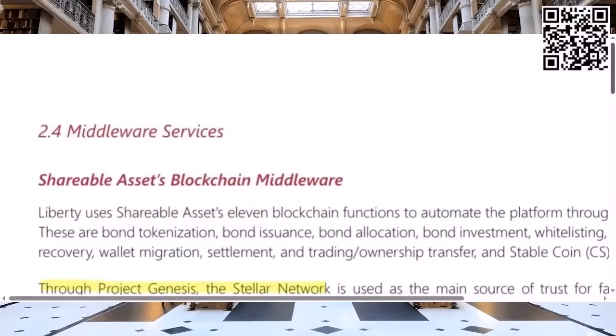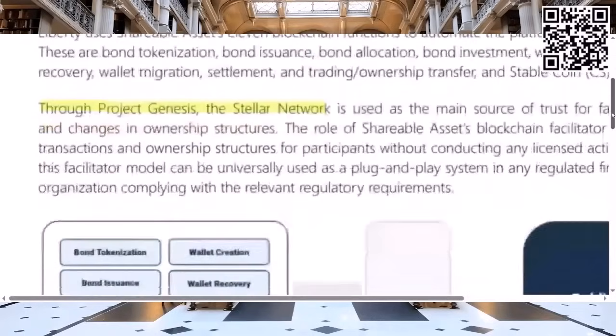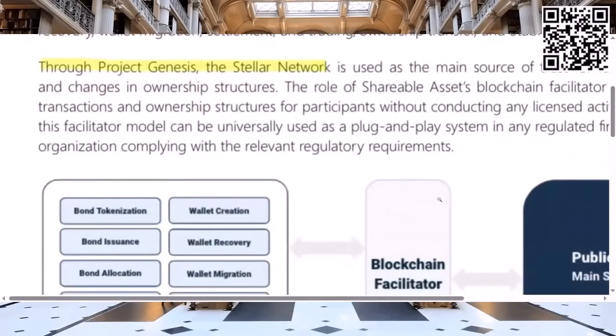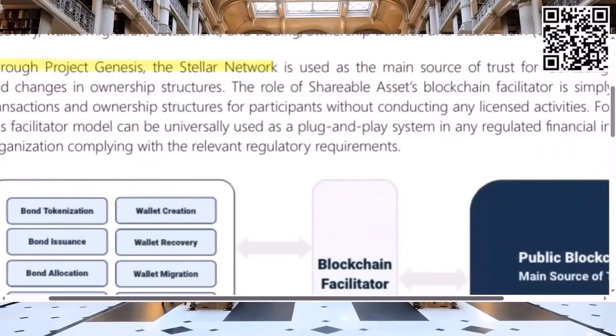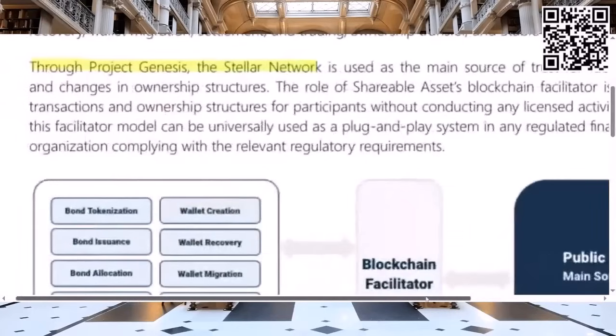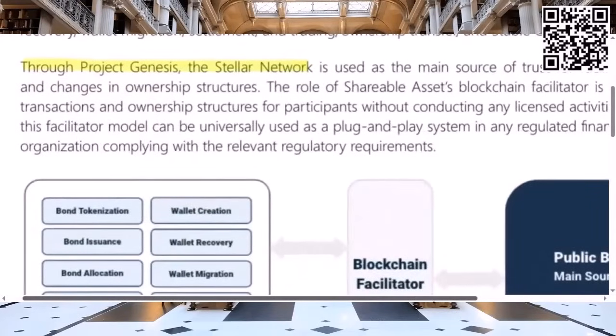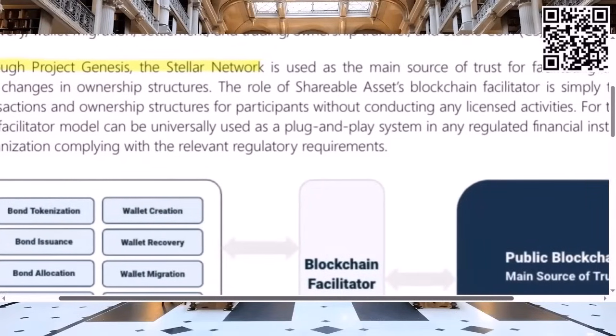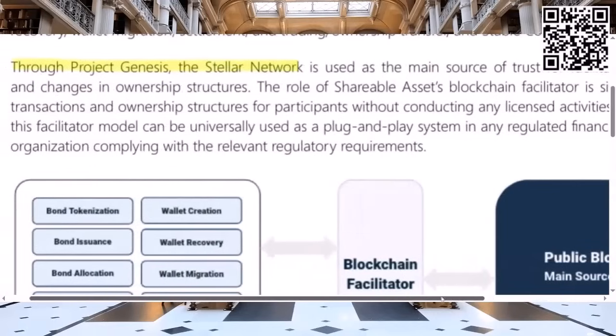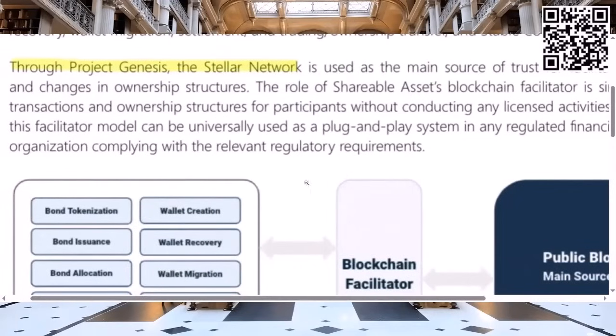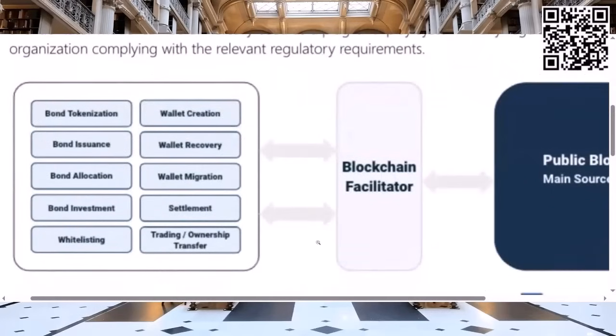All right, so it's from a BIS pamphlet. So look what it says. Through Project Genesis, the Stellar Network is used as the main source of trust for facilitating transactions and changes in ownership structures. The role of shareable assets blockchain facilitator is simply to facilitate transactions and ownership structures for participants. All right, plug and play. That sounds good, right? Absolutely.